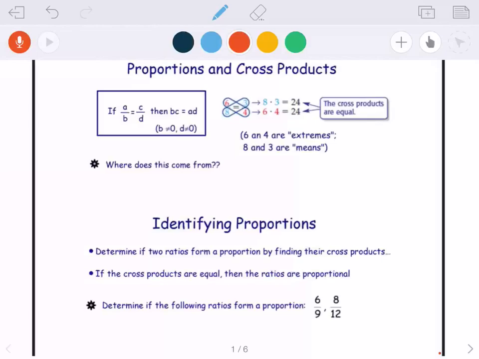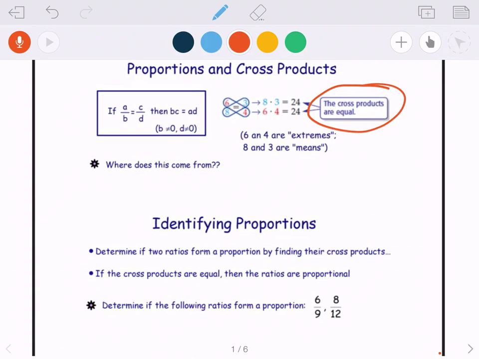This video is going to be on proportions and cross products. So we have a little bit of information up top for you on proportions. It talks about these cross products and how they are equal. If you wanted to define what a proportion is, it's just equal fractions or equal ratios.